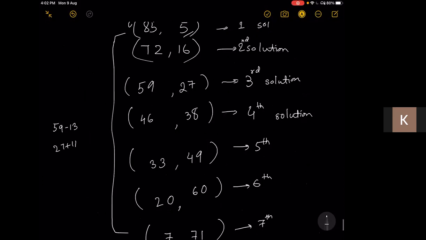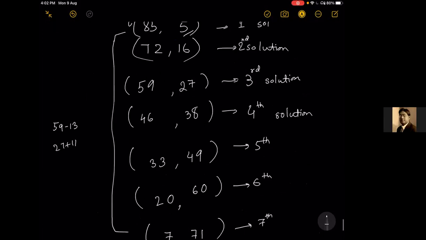Everyone understood this solution? Yes, sir.